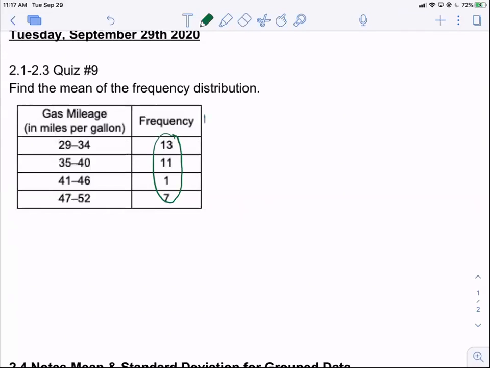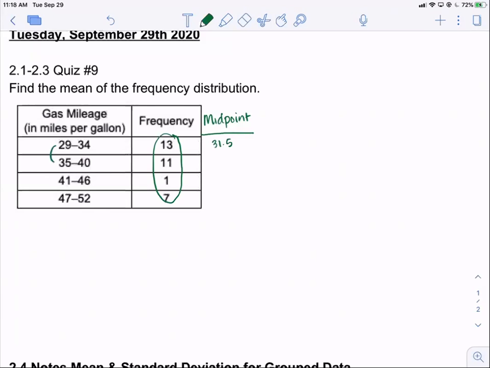start off with finding the midpoint. Okay, so if we find the midpoint of our class, 29 plus 34, and then divide by 2. And if I remember correctly, it's 31 and a half. Okay, and then you can keep just finding that midpoint, or let's review a little bit.